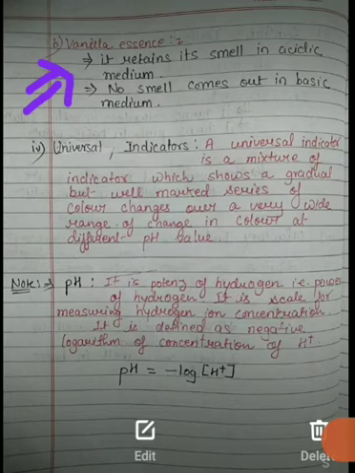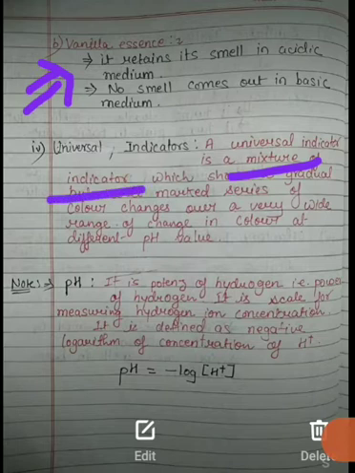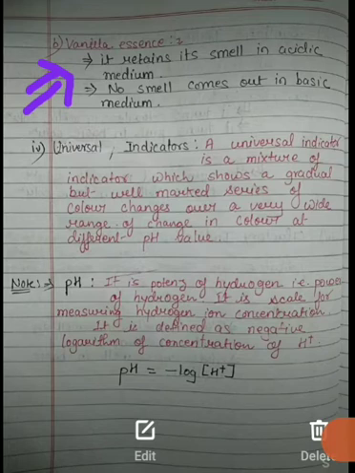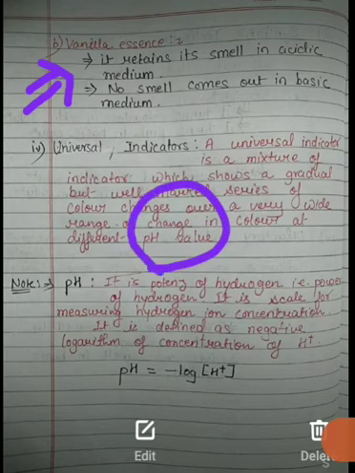Now let's talk about the last one, that is the universal indicator. So students, universal indicator, you know from the word universe, that is worldwide, a very huge range, okay, wide range. So a universal indicator is a mixture of indicators. Note down here, mixture of indicators it is, which shows a gradual but well marked series of color change over a very wide range in color at different pH value. Here a new word comes, that is pH value.